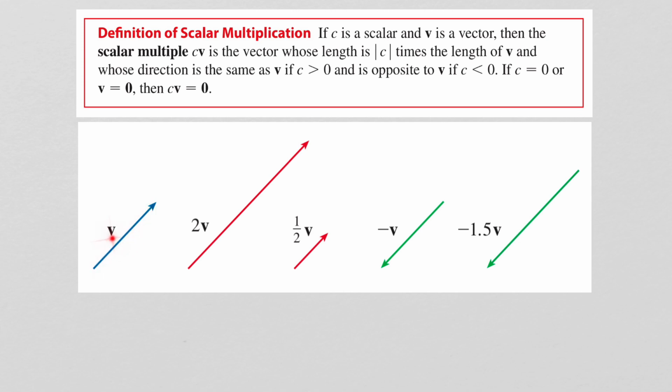If I multiply v by a negative number, such as -1, I simply get a vector pointing in the opposite direction of v, so it points this direction, and it has the exact same length. And finally, -1.5 times v is a vector pointing in the opposite direction of v, but it is 1.5 times the length. So a scalar multiple of a vector always gives you a vector pointing in the same or the opposite direction of v.